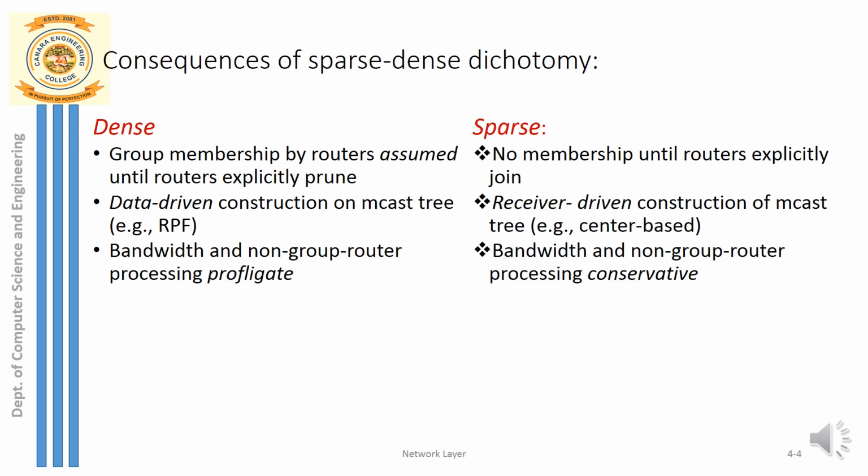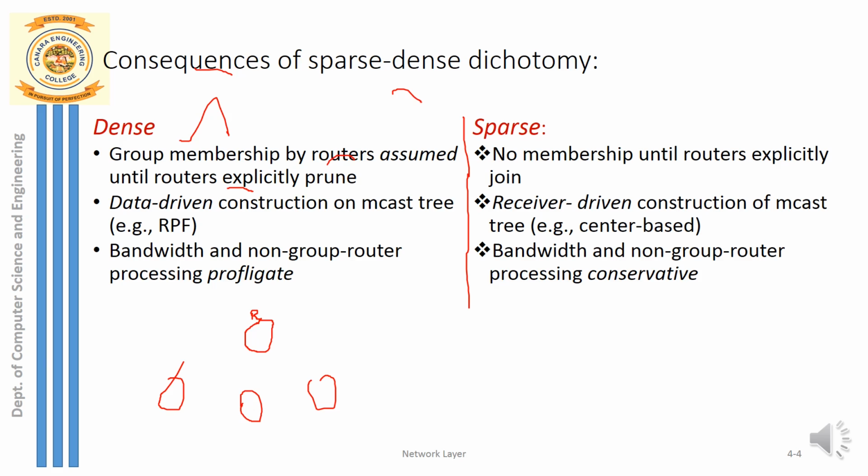Next we can see the sparse and dense comparison, just the differences between sparse and dense, or the consequences of this multicasting. In dense multicasting, you can see the group membership by routers is assumed until routers explicitly prune. So what is the meaning of this? In a multicast group, one router we can fix. You can call that one router a source router, or a core point. For that particular router or core point, other multicast group members should first send a join message, as we have already seen this concept.